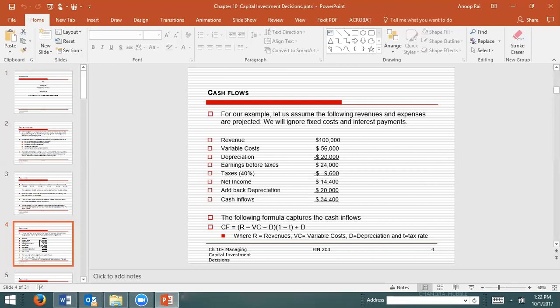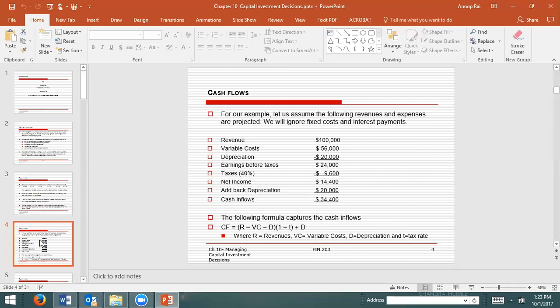We apportion that for the equipment that we purchased at the beginning of the year. That leaves us with earnings before taxes of 24,000. Let's say the tax rate is 40%. So that will take out 9,600, and we'll have a net income of 14,400.